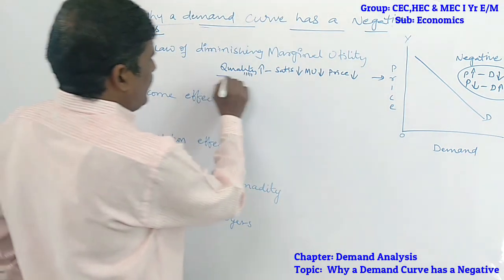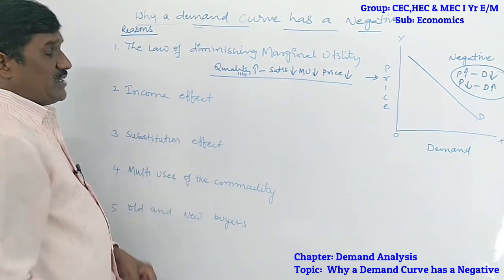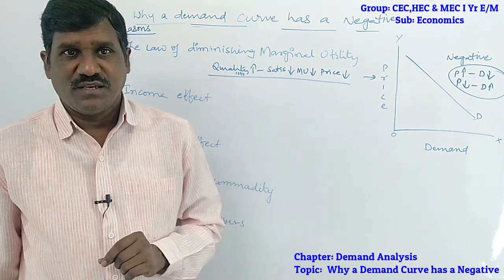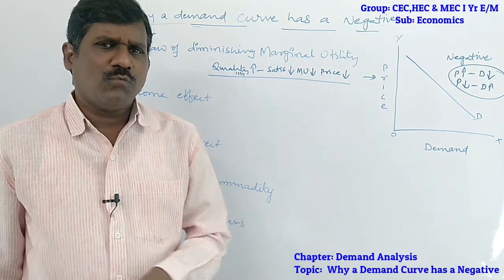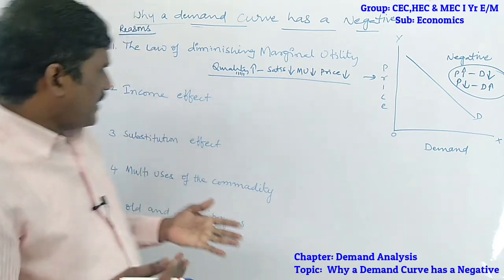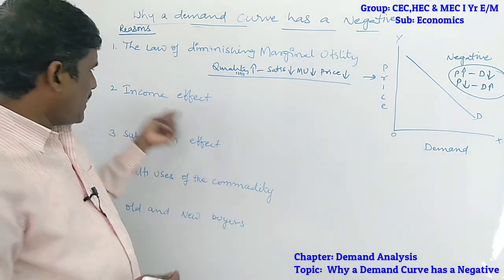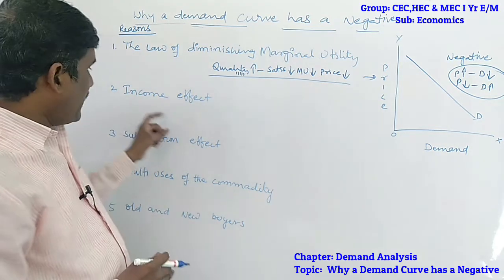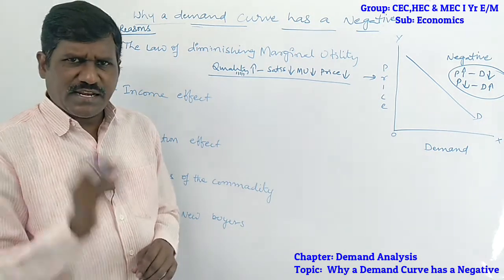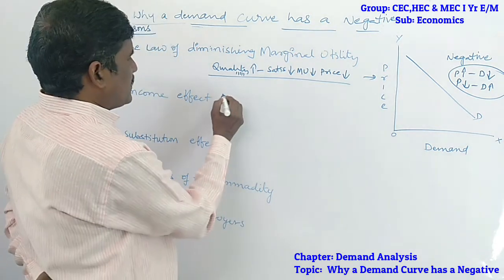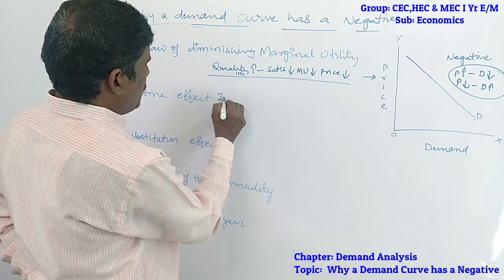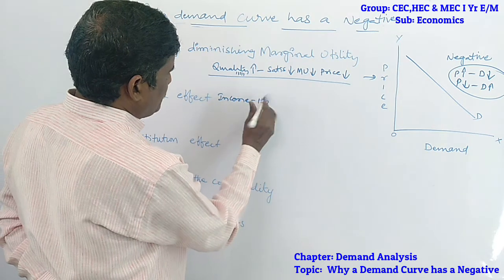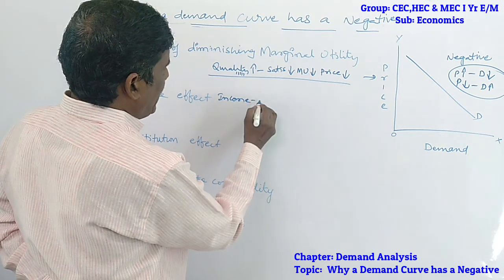Then go to the second one, the income effect. Income demand and income effect are different. Try to understand, they are quite different. We already discussed in earlier videos what income and income demand are, superior goods, inferior goods. But here, what is the income effect? For example, consider the income of the consumer. He has 100 rupees. The consumer has an income of 100 rupees.